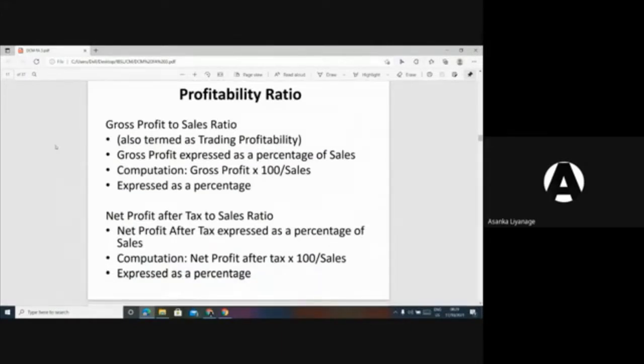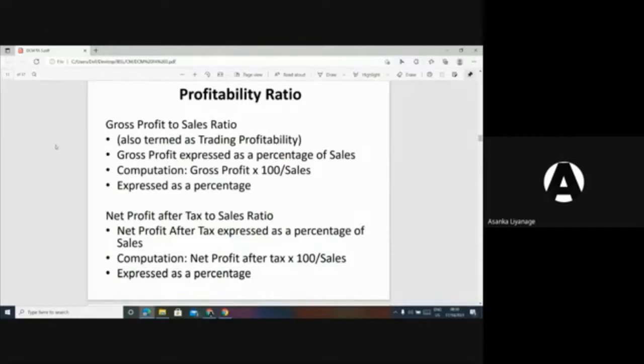There are two main ratios, very easy to calculate and easy to understand. First one is the gross profit ratio or gross profit to sales. Gross profit to sales ratio is very easy to calculate. Both figures are from the income statement, therefore no need to take any averages. You have to take the gross profit of a particular year, divide it by sales, multiply by 100, right? Express it as a percentage. Nothing to explain in the calculation process, very easy to calculate.